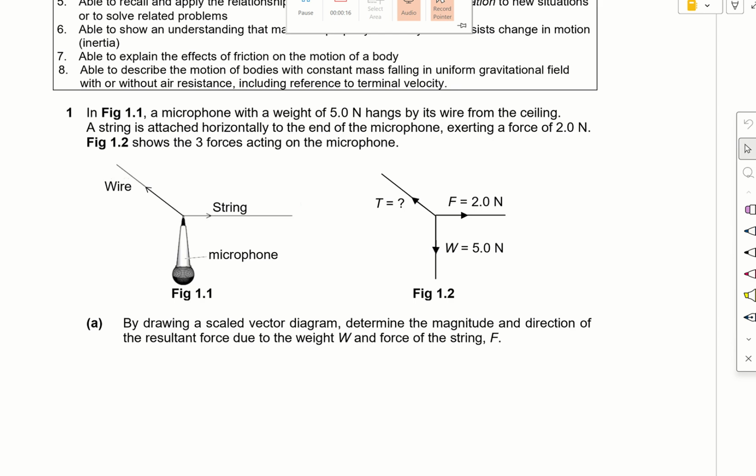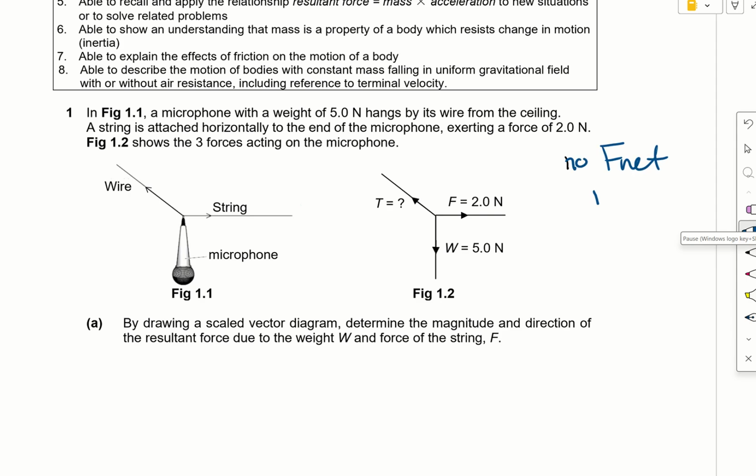So the vector diagram in this chapter is a little bit different from the vector diagram that you have done in your scalar and vector, which is in your chapter 1. For this chapter, it focuses mainly on a system whereby there is no resultant force. Okay, there's no F net, there's no resultant force.